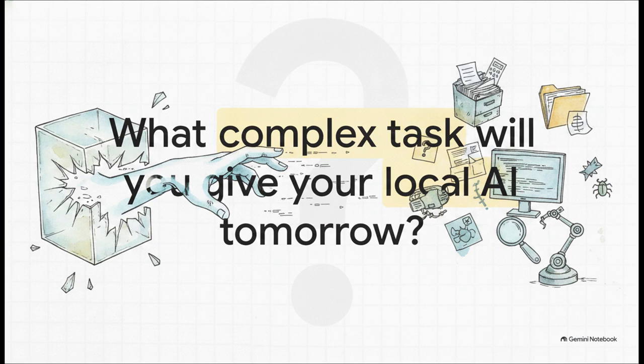We've seen how wrapping a local LLM in an agent framework completely transforms it from a simple text generator into this autonomous worker that can read files, write code, test its own solutions, and actually fix its own errors. The glass box is officially broken. Your local AI finally has hands. So looking at your own projects, your own servers, your own messy, unorganized folders, what complex task are you going to hand over to your local AI tomorrow?